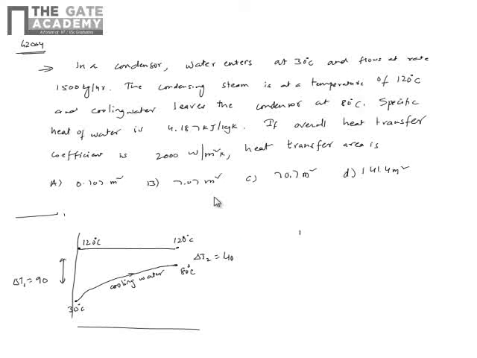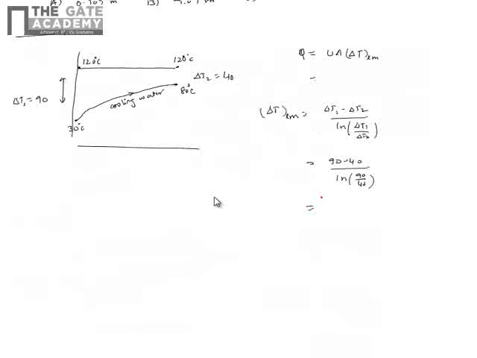So we are going to use LMTD, where the heat transfer is given as UA delta T LM. That is nothing but LMTD. So delta T LM is delta T1 minus delta T2 by ln delta T1 by delta T2. So that is 90 minus 40 by ln 90 by 40. This delta T LM is something which we need to know. So let's calculate this. It comes out to be 61.67, which is my delta T LM, so I can substitute here.